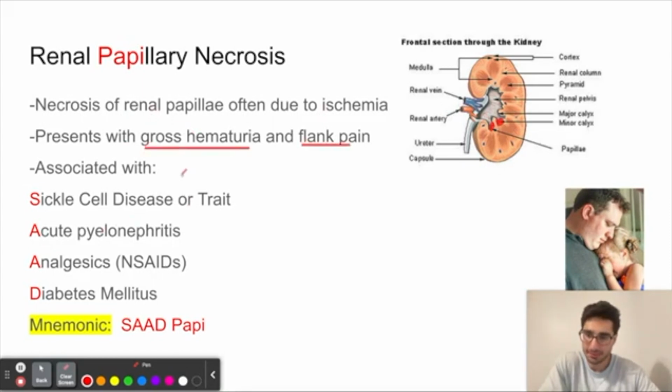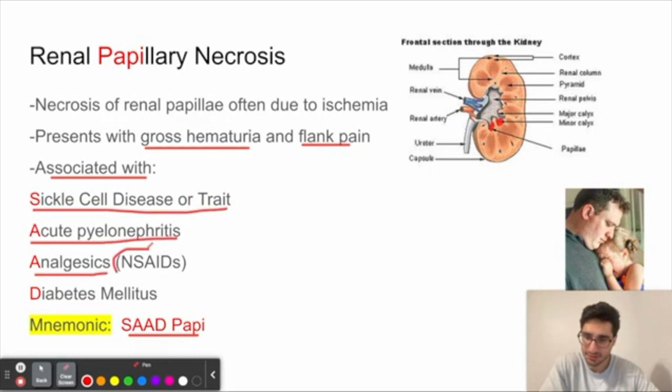I have a mnemonic that might be helpful for remembering some of the conditions associated with renal papillary necrosis. So the mnemonic is SAD PAPI. Papi means dad. So here's a picture of a sad father. So the S is going to be for sickle cell disease or trait. The A is going to be for acute pyelonephritis. The P is going to be for analgesics, so NSAIDs. And the D is going to be for diabetes mellitus.